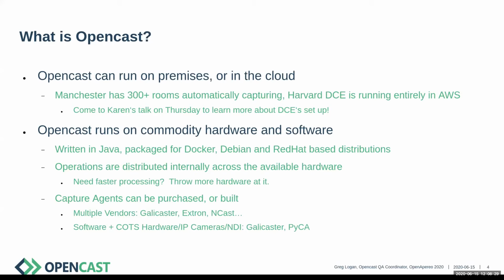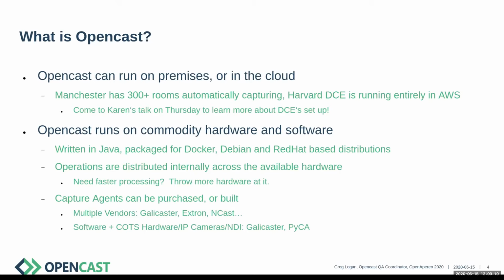All right, so you can also build capture agents out of software and some COTS hardware or IP cameras or NDI. There's the Galacaster project, which is a software-based system. You can buy licenses for Galacaster. You can use a free version of Galacaster, which has just a few features turned off, or you can buy hardware via Galacaster, which gets you the pro license and all of the features and bells and whistles. You can also use PyCA, which is an implementation of the capture agent written in Python that was originally designed to run on a Raspberry Pi as a backup capture agent and has since taken on a life of its own.